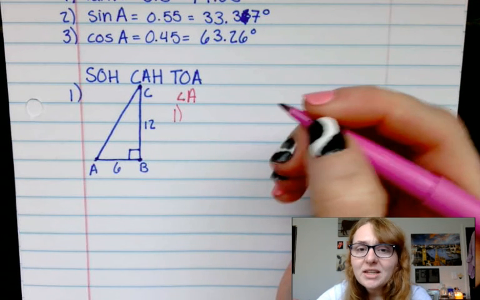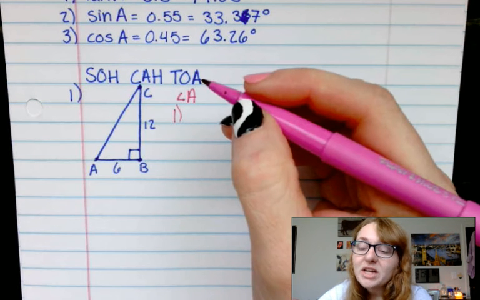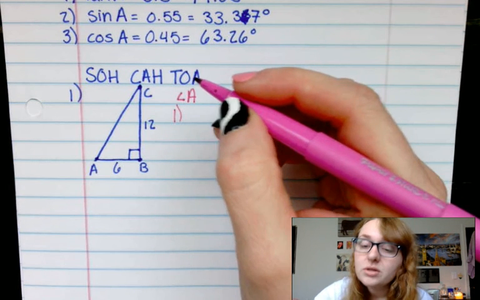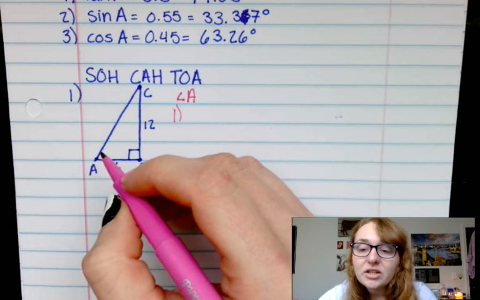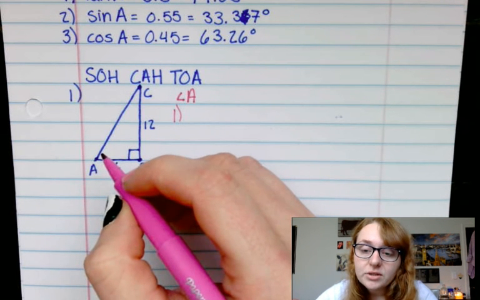But before we can set up, we need to know which trig function, or rather which inverse trig function, we're going to use. So from A, we want to identify which side is our opposite, which side is our adjacent, and which side is our hypotenuse.